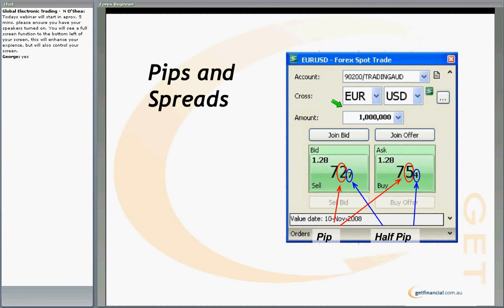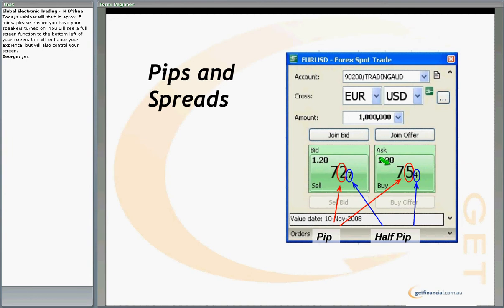So for $1 million euros, that would represent per pip 100 US dollars. You can see therefore that the pips are relevant in deciding what your exposure is going to be, or your face value risk. Obviously 100,000 would cost you $1,000 at 1%, and you could trade at 10-point pips.